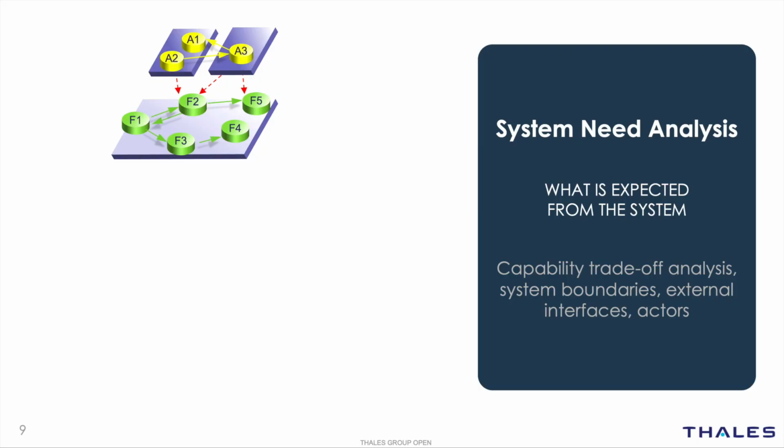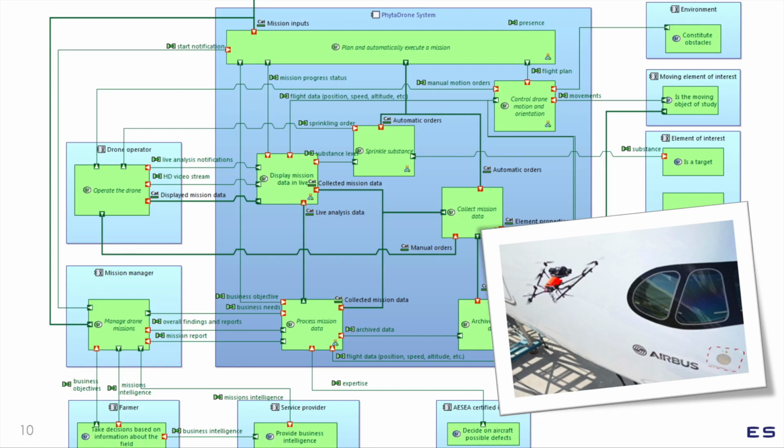The second Arcadia perspective dedicated to the need capture is called the system need analysis. Here, we focus on what is expected from the system. We formalize the result of a capability trade-off analysis, and clearly identify the system boundaries and actors. Here, the functional analysis focuses on what is expected from our system. A function allows the drone to control its orientation and motion, whether via automated piloting or manual control.